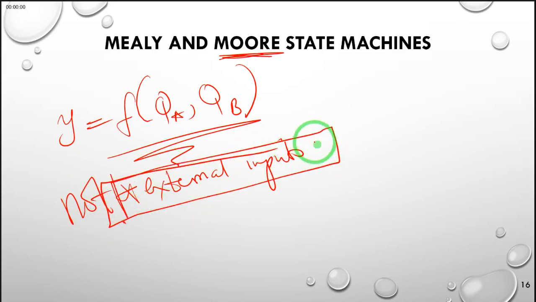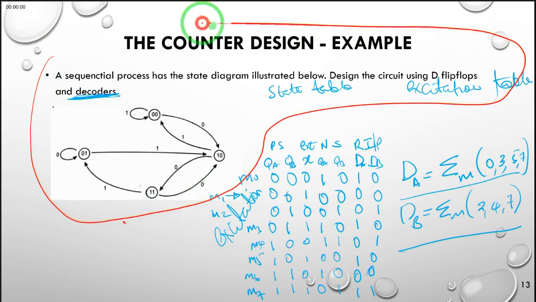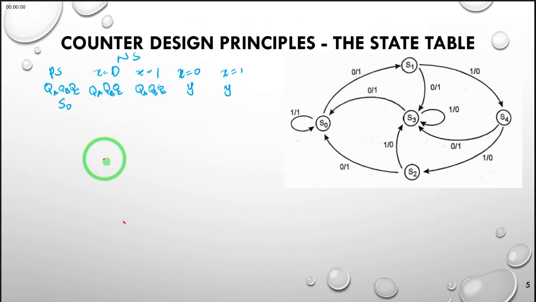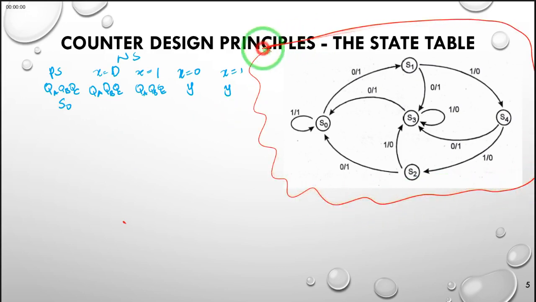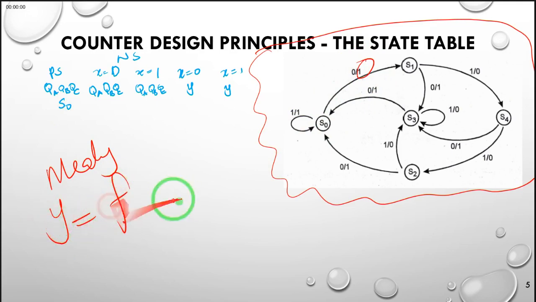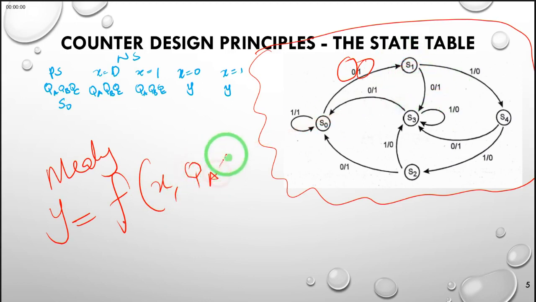An example that we did earlier, this example here, is an example of a Mealy state machine, because in a Mealy state machine the output is dependent on external input and the present states of the state machine. For example, this state diagram describes a sequential process that may be considered a Mealy state machine because we have an output y that we can describe as a function of the external input x and the present states of the state machine, which may be described by QA and QB.